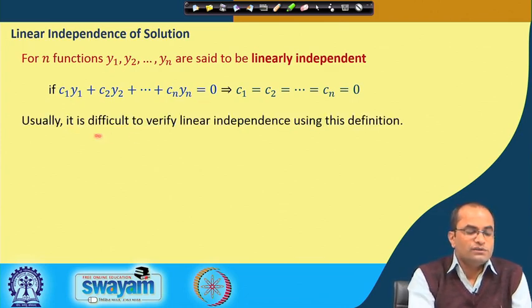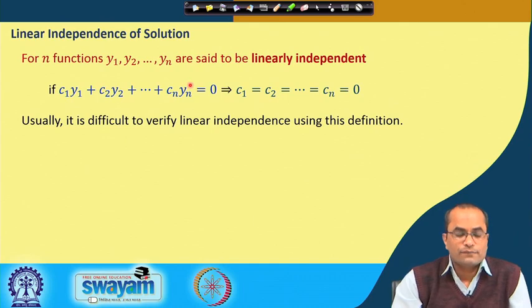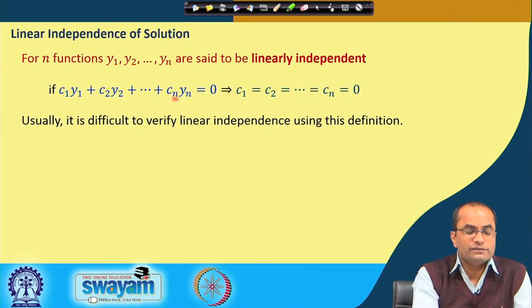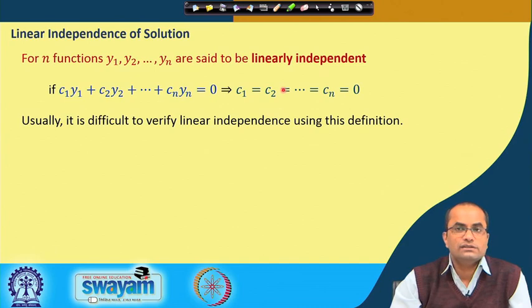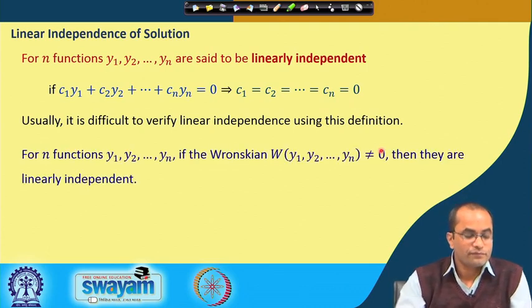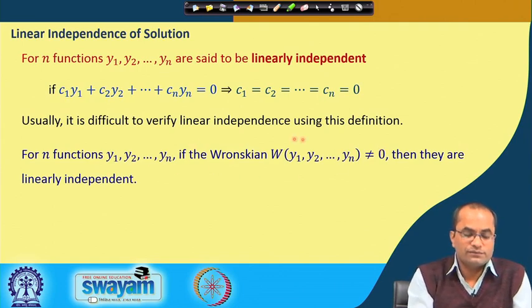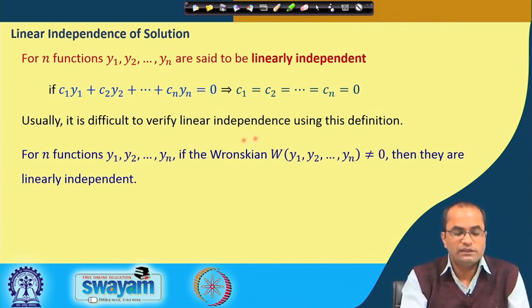But what is the problem here? Usually it is difficult to verify linear independence using this definition, because when there are n functions we have to set the combination equal to 0 and then show that all these c's being 0 is the only solution. It is a little bit difficult to show. So, there are other ways to prove the linear independence of solutions when there are more than 2 functions. One concept which is very useful for this is the Wronskian, which is W.